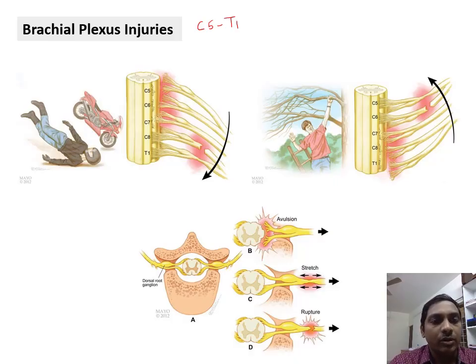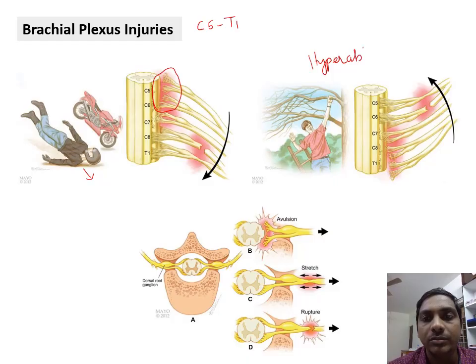Whenever a person falls after a motor vehicle accident, the angle between the shoulder and the neck gets increased or stretched, with the shoulder being pulled down and the neck being pushed away. In such cases it can cause avulsion of the upper roots, that is C5 and C6. Whereas when a patient falls from height and clings on to some branch, it will cause forceful hyperabduction. Hyperabduction will cause traction or avulsion injury of the lower roots, that is C8 and T1.